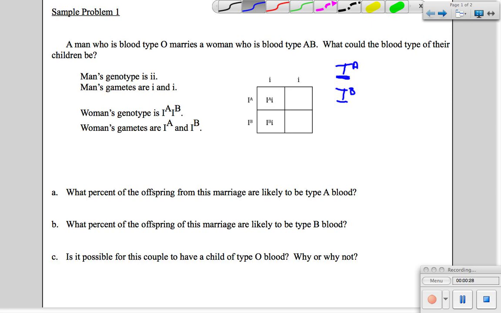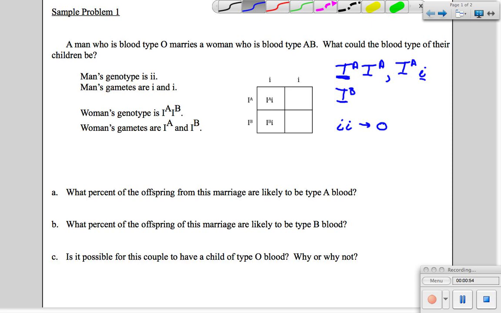Now, there are two ways that you can have type A. You can be homozygous for type A, or you can be heterozygous, which means that we have the A allele, and the second allele is our recessive allele. This little i, if we have a homozygous recessive, you end up with type O blood. It's recessive to all other blood types.